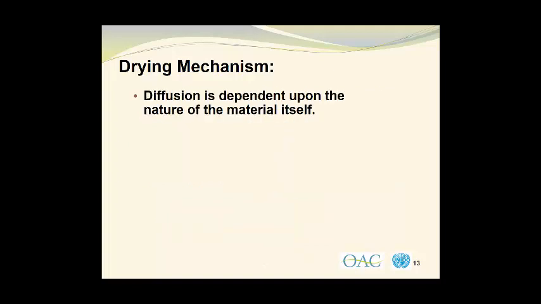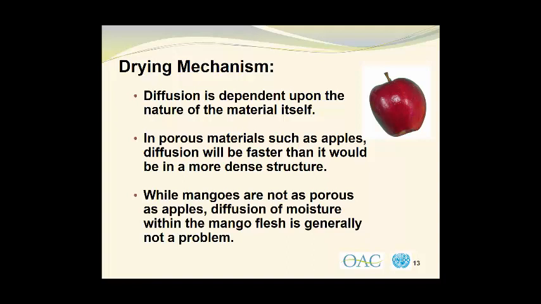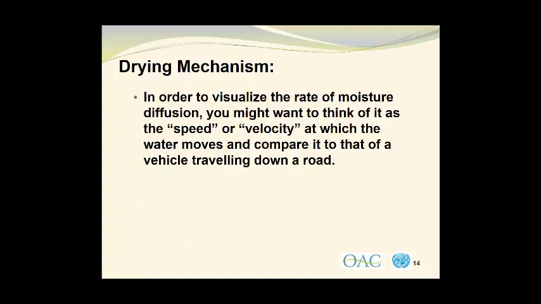Diffusion is dependent upon the nature of the material itself. In porous materials such as apples, diffusion will be faster than it would be in a more dense structure. While mangoes are not as porous as apples, diffusion of moisture within the mango flesh is generally not a problem.